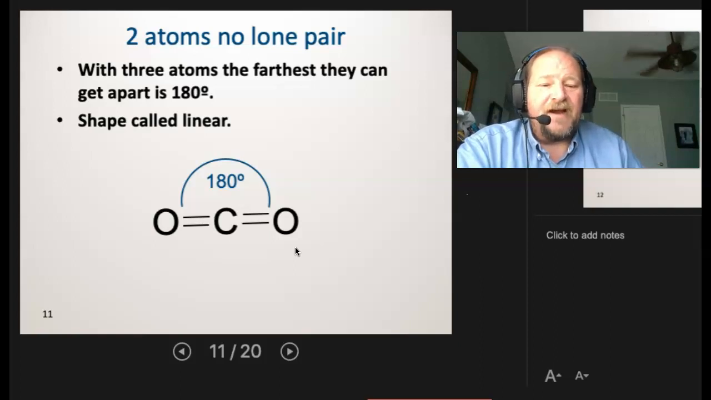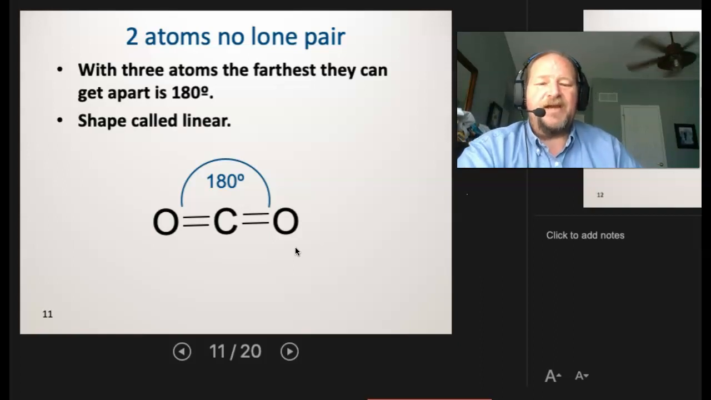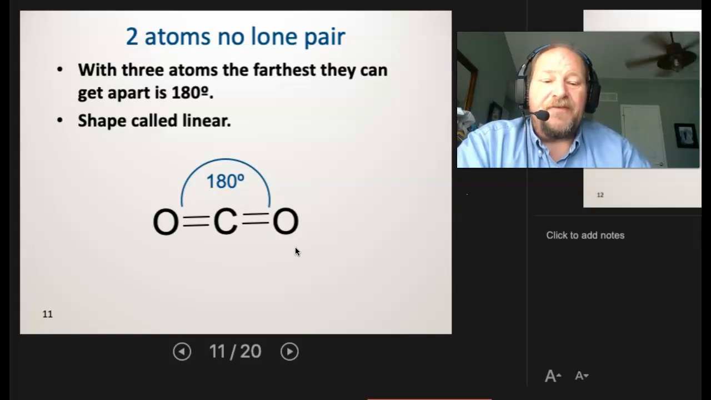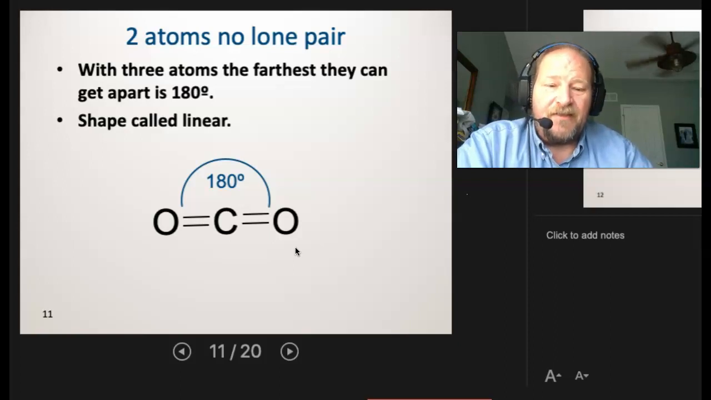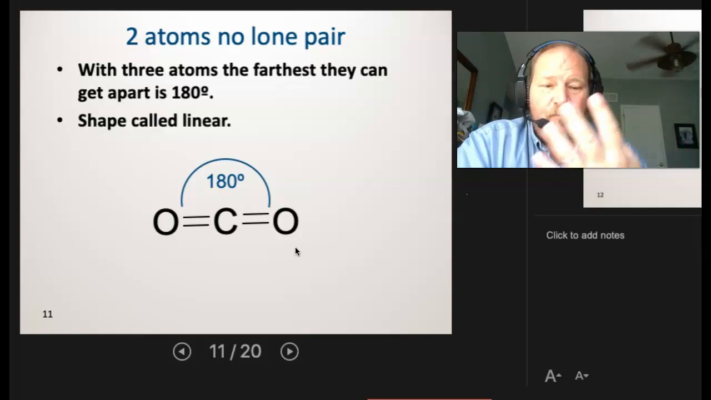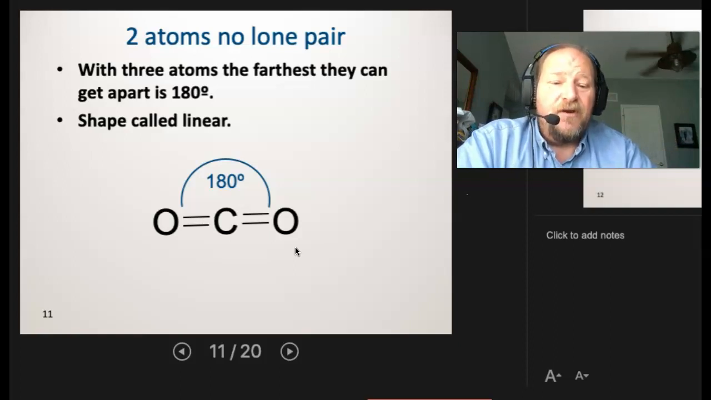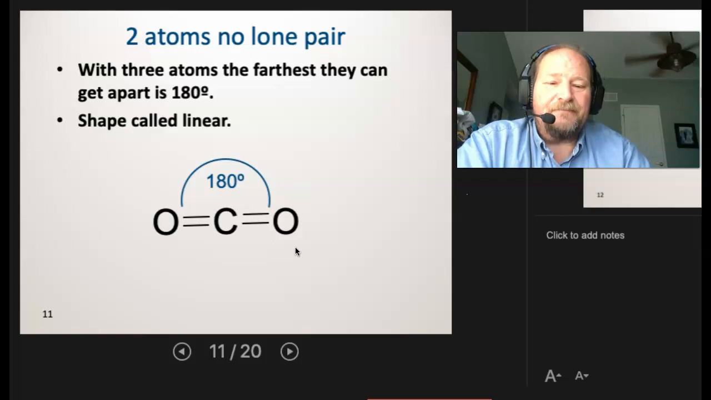Now, those are the only 5 shapes I need you to know. Okay, so we had tetrahedral, we had trigonal pyramidal, then there was bent. Those had 4 electron pairs around the central atom. When we have 3 central pairs around that atom and no lone pairs, then we get trigonal planar. That's our 4th shape. And then when we have no lone pairs and only 2 atoms connected, we get linear.